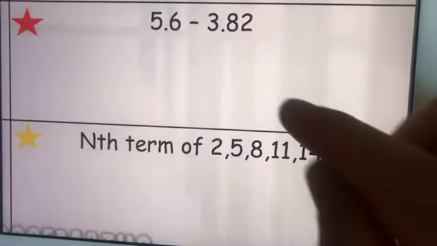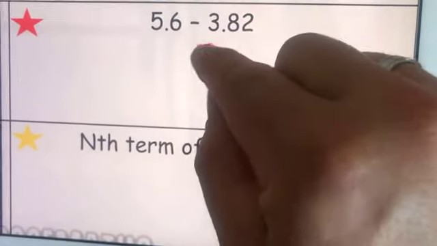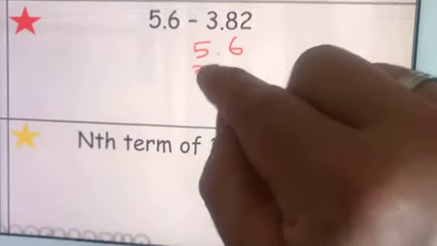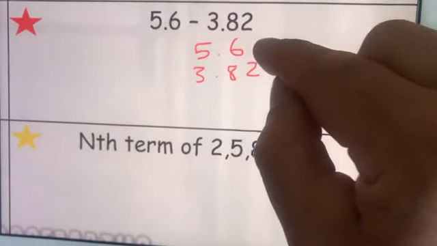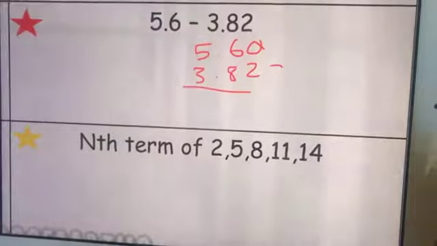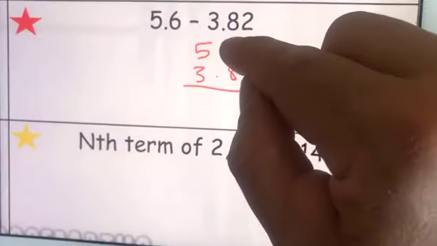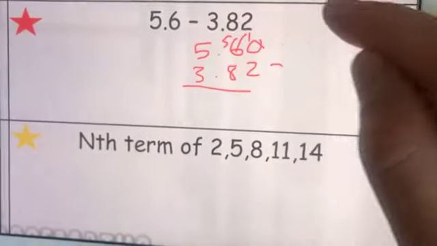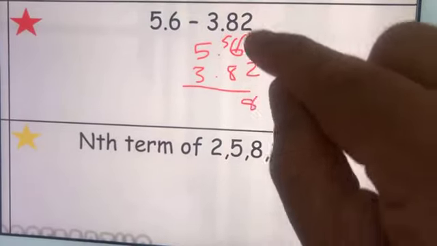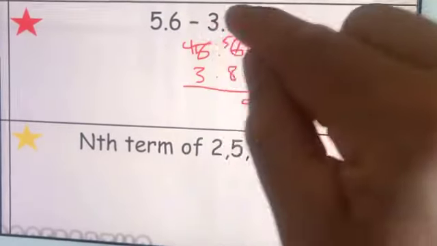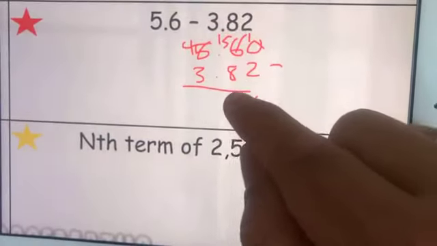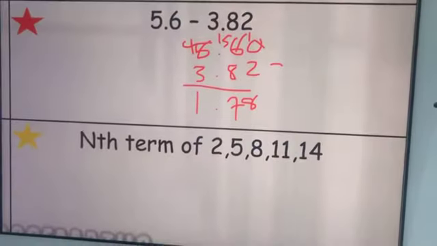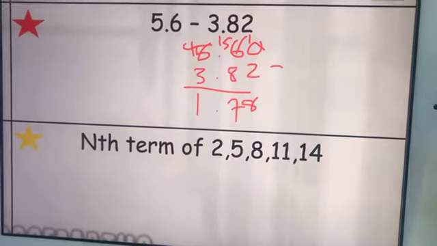Easy one, 5.6 take away 3.82. This will probably be on your first page. Okay, I've got 3.82. Again, if you've got a gap, you've got to fill it in with 0 and then set it up like that. 0 take away 2, I can't do it, so it's going to turn into a 5. That's going to turn into a 10. 10 take away 2 is 8. 5 take away 8, I can't do that either. 15 take away 8 is 7. 4 take away 3 is 1. 1.78. Really easy question.